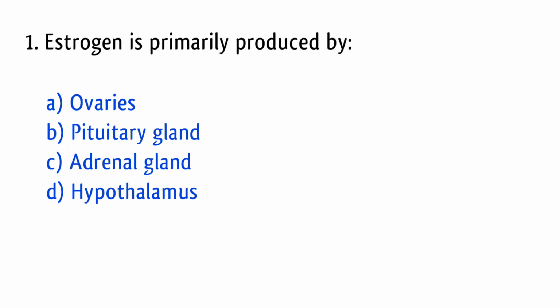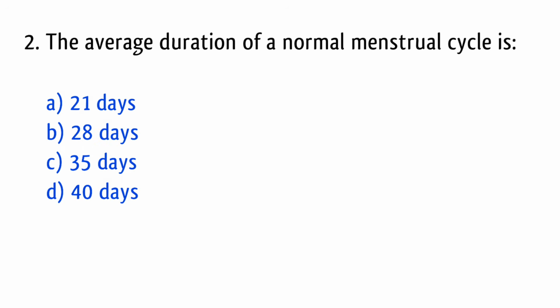Question number 1. Estrogen is primarily produced by. The right answer is option A, ovaries. Question number 2. The average duration of a normal menstrual cycle is. The right answer is option B, 28 days.